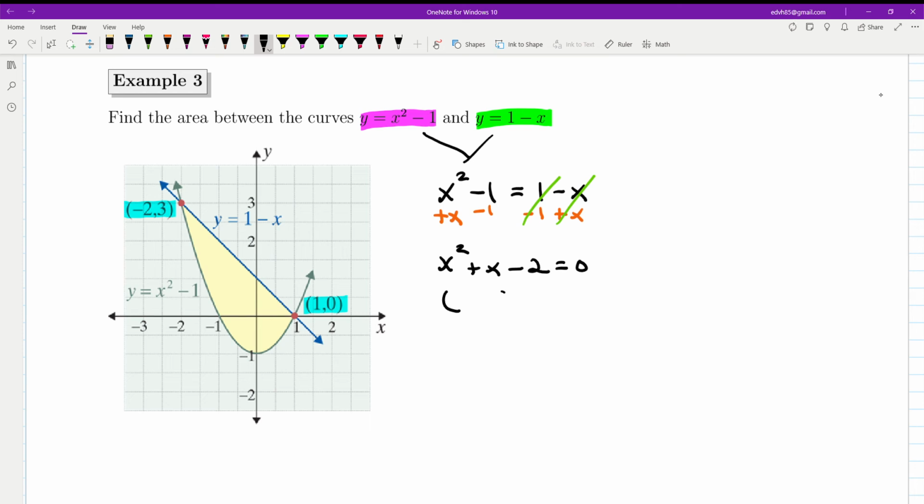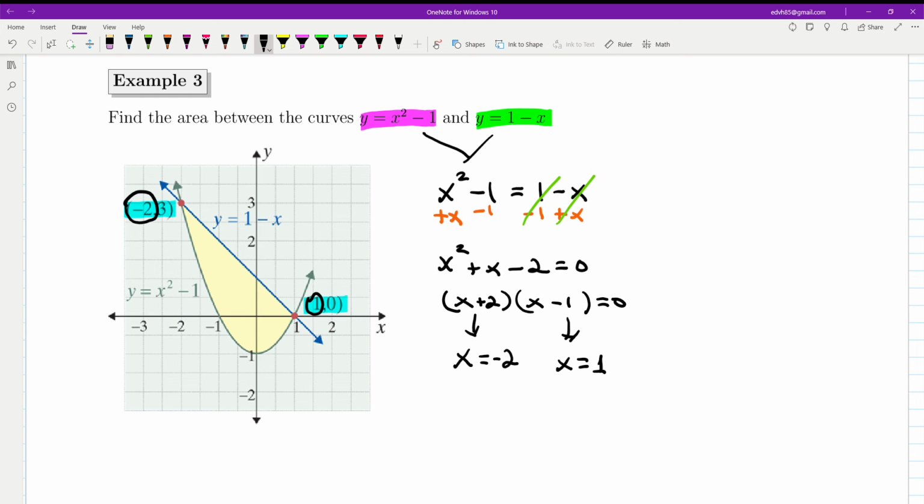So we need factors of -2 that add up to +1. In this case, plus 2 and -1, because 2 minus 1 is 1, and 2 times -1 is -2. By the zero product property, x equals -2 and x equals +1, which are the values of x for the points of intersection. Yes, we just check them.